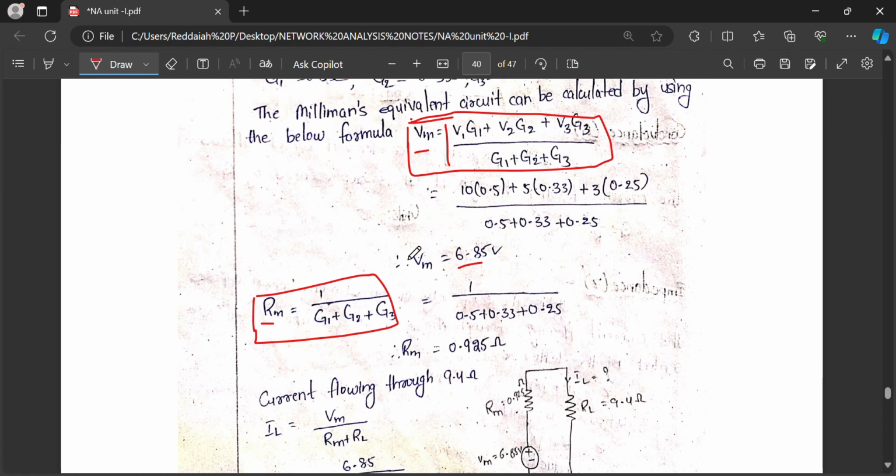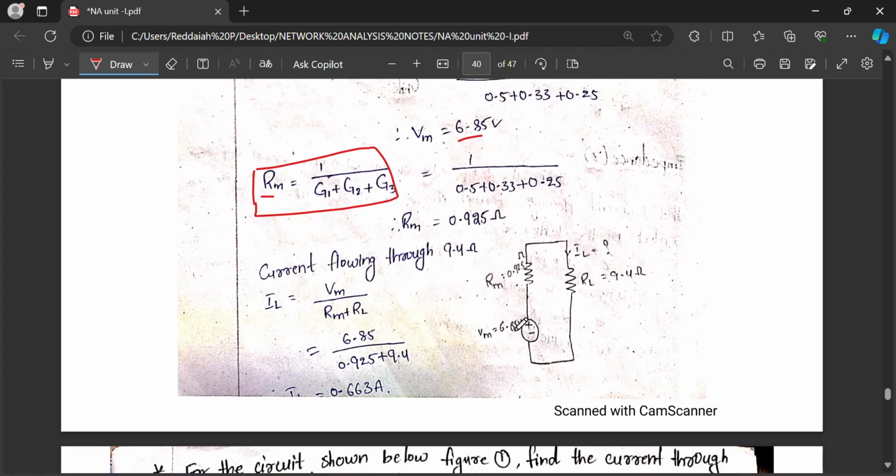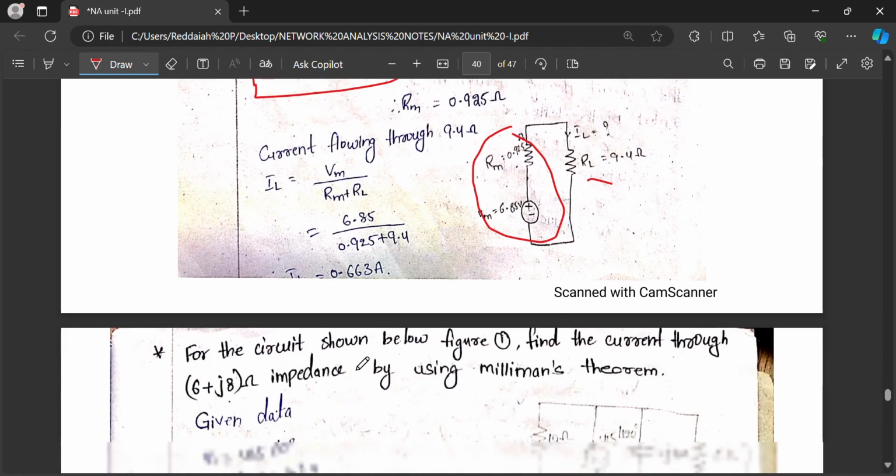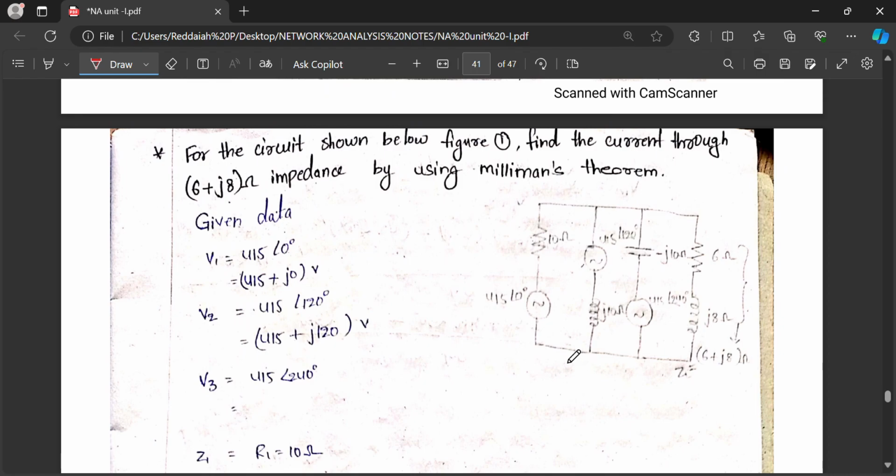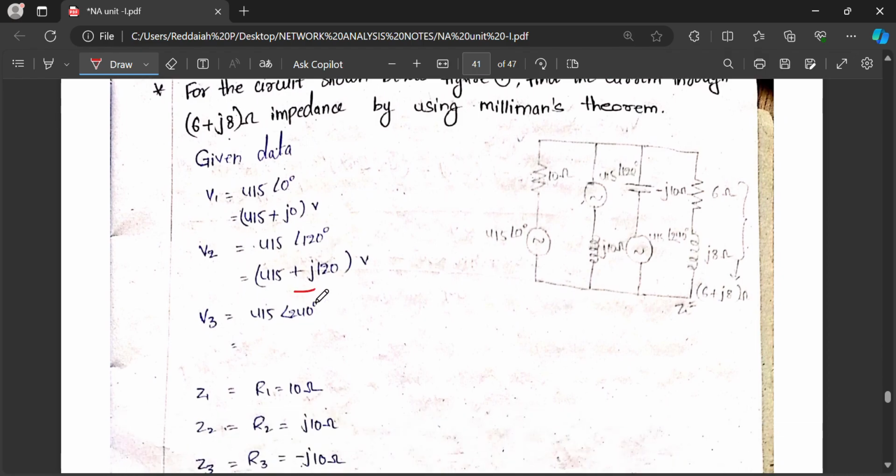This formula we have to remember. Two formulas we have to remember for Millman's theorem. If you remember these formulas, you can solve any Millman's problem. Now, we calculated these two values and RL is directly drawn. From that IL we can calculate.